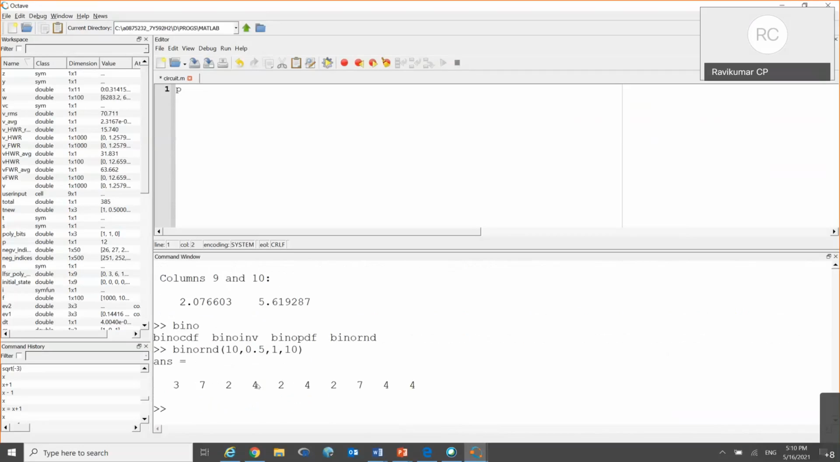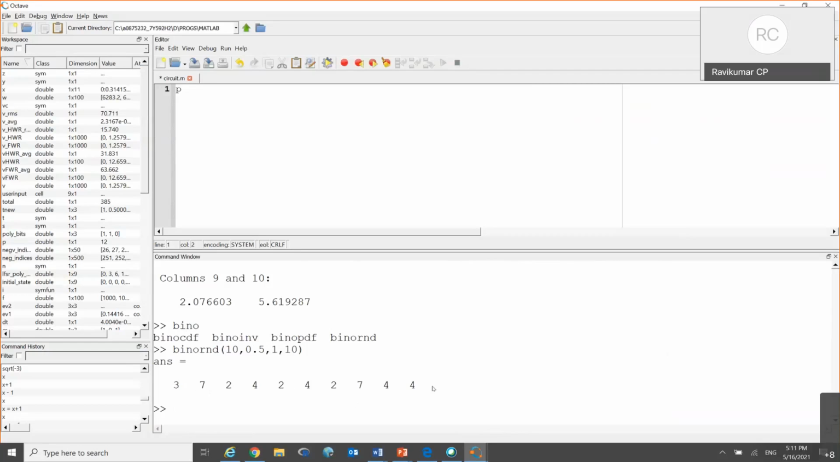This is to be interpreted as: I toss a fair coin 10 times, and I want to know how many heads are coming. In one experiment, I got 3 heads, 7 heads, 2 heads. So they have supported binomially distributed random numbers, exponential, and many such distributions. You can take a look. These are useful if you are doing a course on statistical signal processing or anything of that nature. These will be very handy to you.